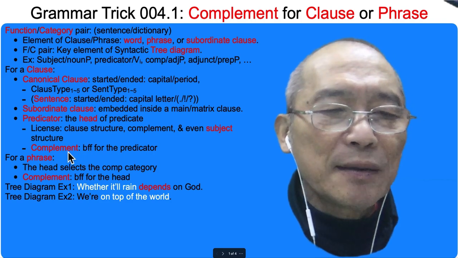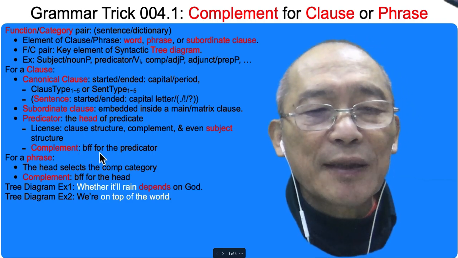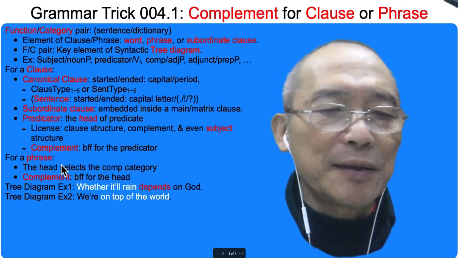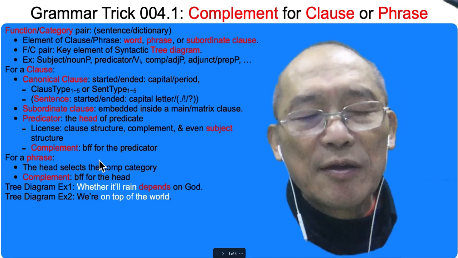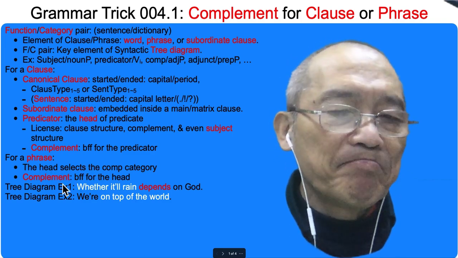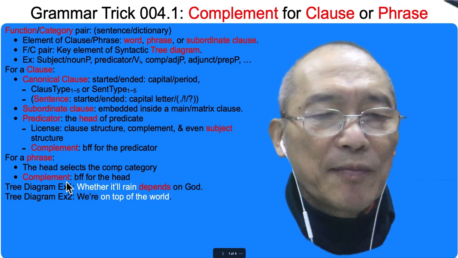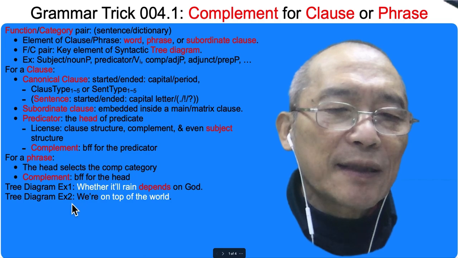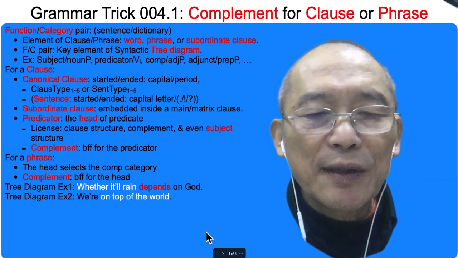And the complement is always the best friend of the head. For clause, that's the predicator. And for phrase, for example, adjective phrase, the head must be the adjective. And the complement must be the best friend of the adjective. So let's check the following 2 pages for these 2 examples.